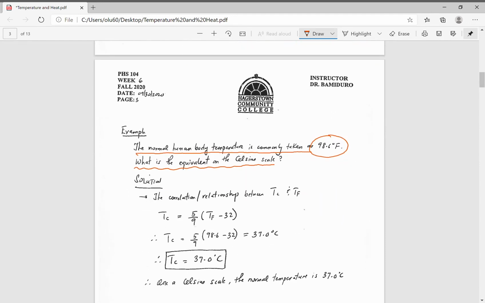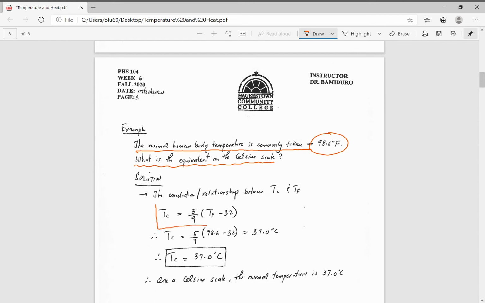Okay, so we're going to use that formula, T_C, which stands for temperature in Celsius, equals 5/9 times the temperature in Fahrenheit that they gave us, which was 98.6 degrees Fahrenheit, minus 32. And when you crunch the numbers, you're going to get 37 degrees Celsius. Okay.